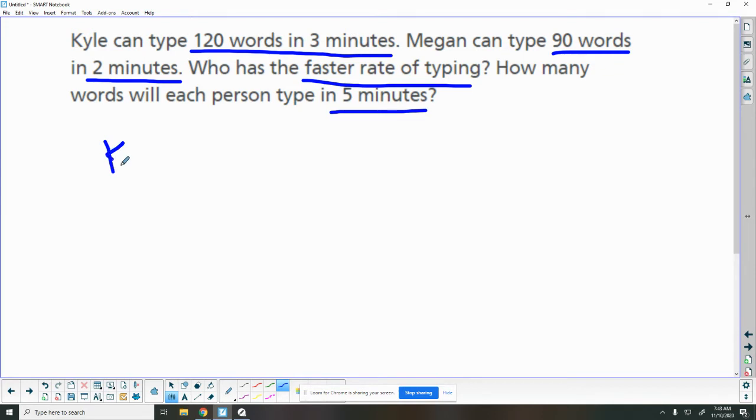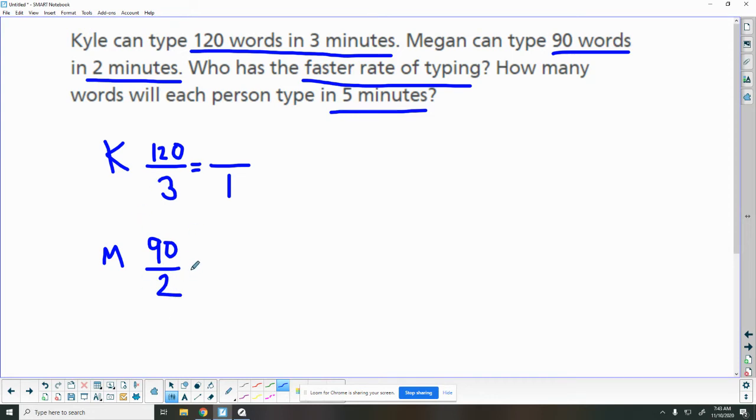So we know we have Kyle, and we're trying to find their rate. That means how many words they can type every minute. So we want to divide by the minutes. So Kyle can do 120 words in 3 minutes, and I want to know how many words he can do in 1 minute. And then we have Megan here who can type 90 words in 2 minutes.